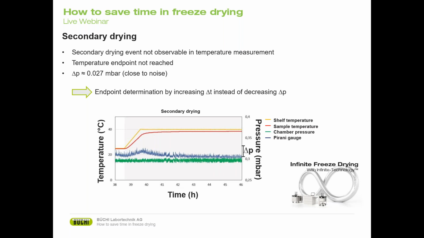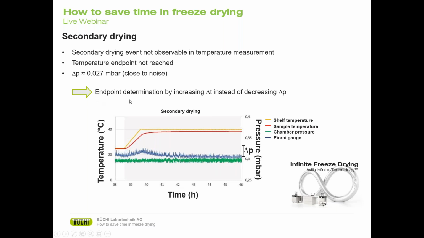So when we think about an endpoint that we want to implement here, we see the pressure difference was really low. It was just 0.027 millibar, so very close to the noise floor. And that's something we should expect during secondary drying, because there's only a low residual moisture content in the sample. Therefore, we cannot expect the Pirani gauge to go back up to its full 0.6 times the chamber pressure, because the atmosphere will probably not switch back to 100% water vapor.